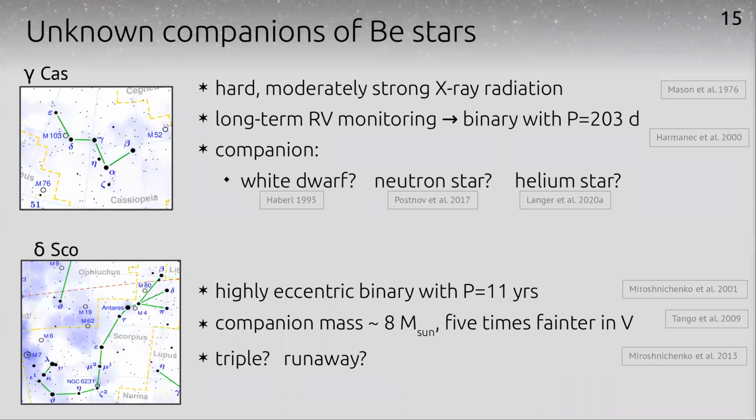So both of them have a binary companion. It was found for Gamma Cas that it has a period of around 200 days. For Delta Sco, it's around 11 years. But for both systems, there's still big question marks, despite the fact that they're very bright and that they've been studied very, very well. So this gives an idea of how complicated these kind of systems can be.